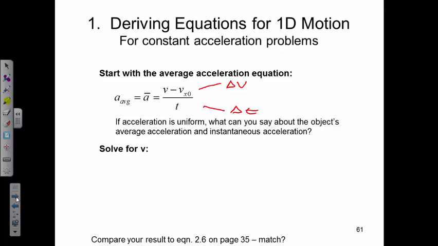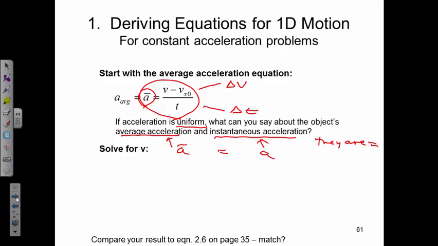Now, if acceleration is uniform or constant, how can we compare the average acceleration to the instantaneous acceleration? It's a simple answer, as it turns out. Your acceleration at any instant is the same as your average because it's constant, and so they are equal. We're going to start by taking this equation up above and solving for velocity. Instead of average acceleration, we can just call it a, because our average acceleration equals our constant acceleration. So I have a equals v minus vx naught over t.